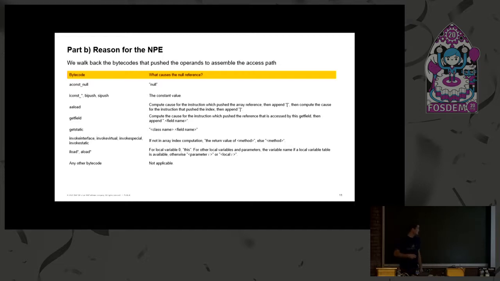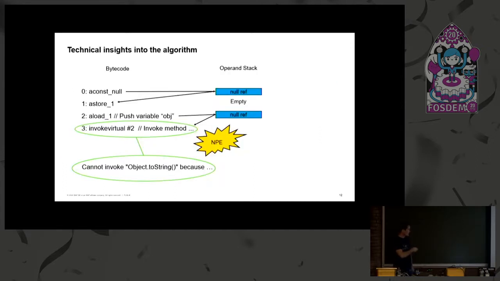So those invoke instructions, that's when methods are called, then we can say the return value of the method is, or in some places we would only give method names, like in the index computations of the array accesses. And then the load instructions for loading and storing variables. In our case, it was an aload which put the null reference on the stack. And the aload comes from the variable object. And so then we can say, cannot invoke object because object is null.